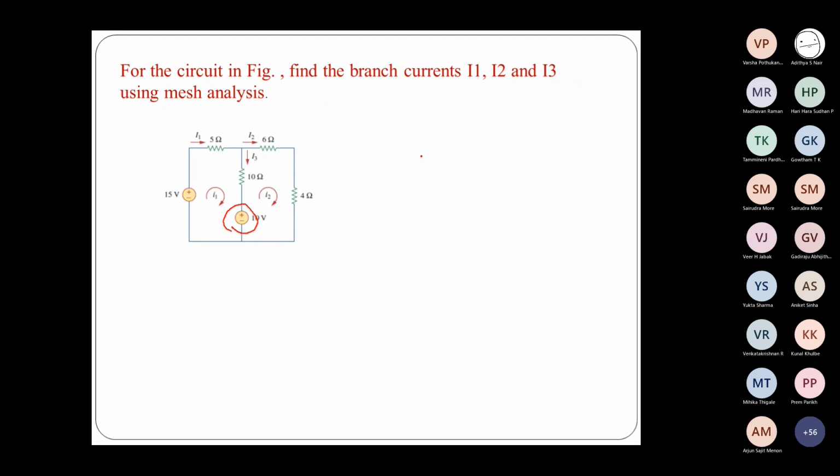The first component rises, so I will write it on the left hand side. This is a rise, so 15. And then this is a drop, 5 into I1. This is a common element, so with respect to loop 1, 10 into I1 minus I2. And then here, as per this, it's a drop, so again that 10 will also come here. Now when I simplify this equation, 15 is equal to 5I1 plus 10I1, 15I1, and then minus 10I2.